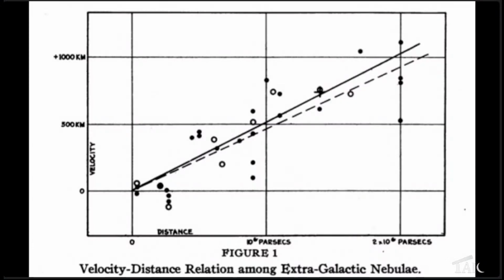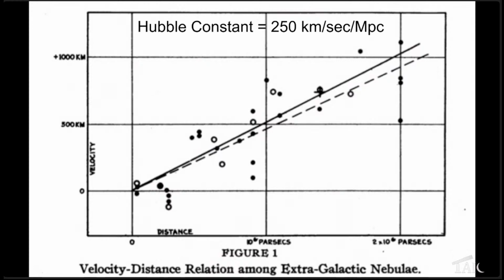This is a famous graph from his paper on the expansion of the universe. On the x-axis, he plotted the distances to galaxies that he determined from various techniques, and along the y-axis, he plotted its velocity of recession from Earth based on its redshift. And what he got was this very nice linear relationship that is known as Hubble's law. And the slope of that line is known as the Hubble constant. It tells you the speed at which the universe is expanding. And that turned out to be 250 kilometers per second per megaparsec.